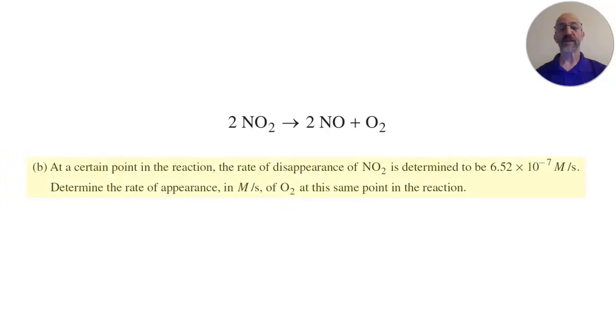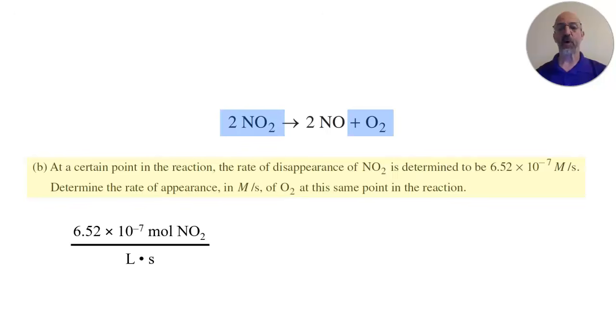And so, just like we observed in question 2, if you need to convert the rate of disappearance or the rate of formation of one chemical into the rate of disappearance or the rate of formation of another chemical within the context of a balanced chemical equation, you will need to use the coefficients. So the first thing I'm going to do is notice that there are 2 moles of NO2 consumed for every 1 mole of O2 produced.